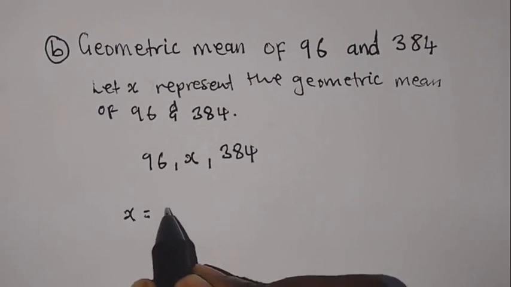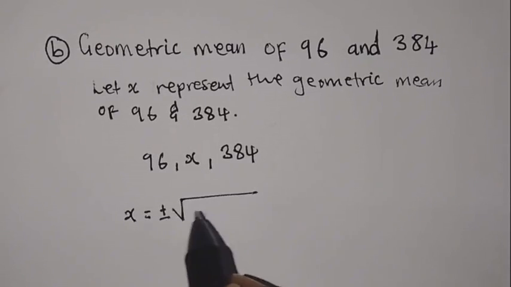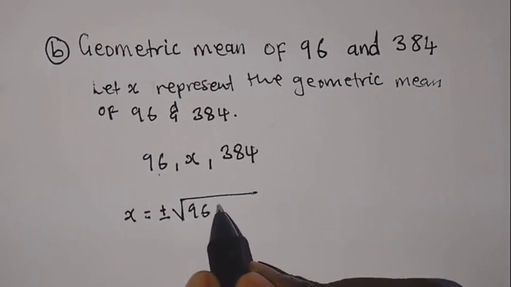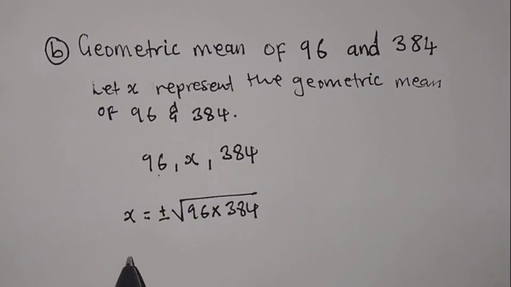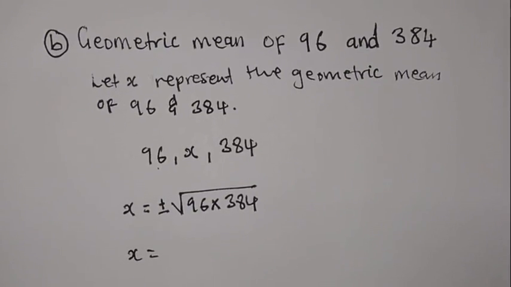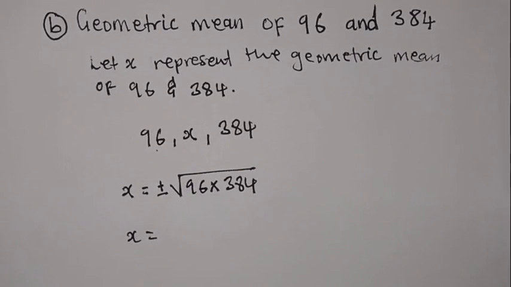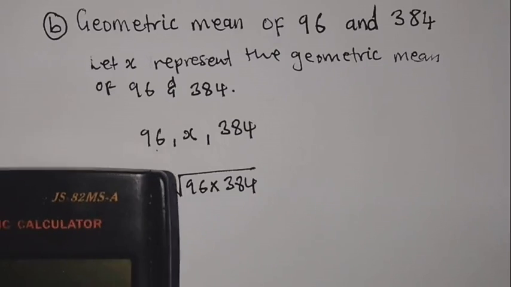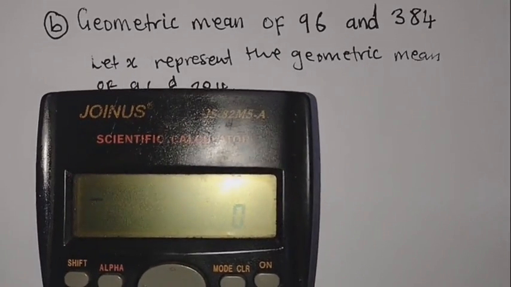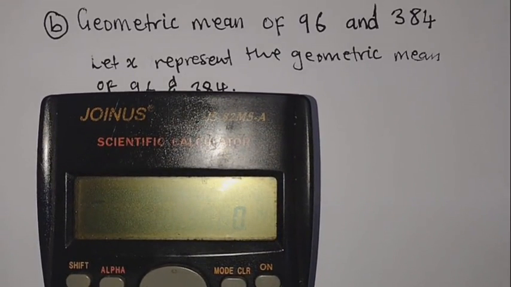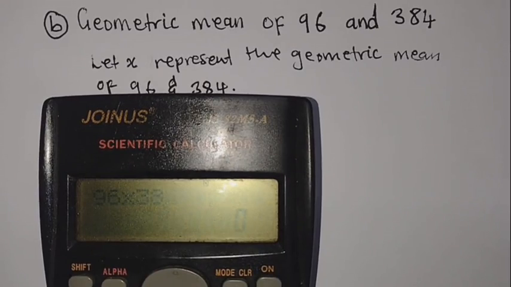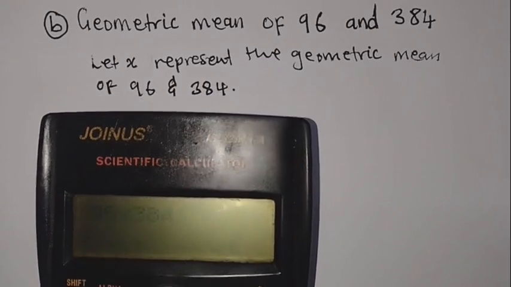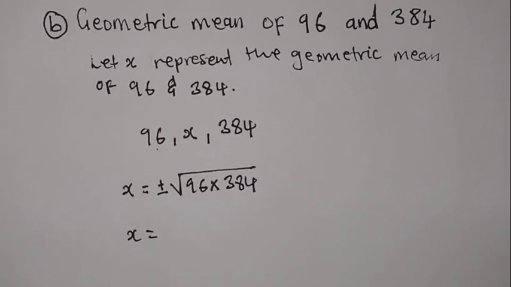From here, to find this x, which is the geometric mean, we say x is equal to plus or minus the root of, and we multiply 96 times 384. Just get your calculator because this is Paper 2. On your calculator you need to multiply 96 times 384.